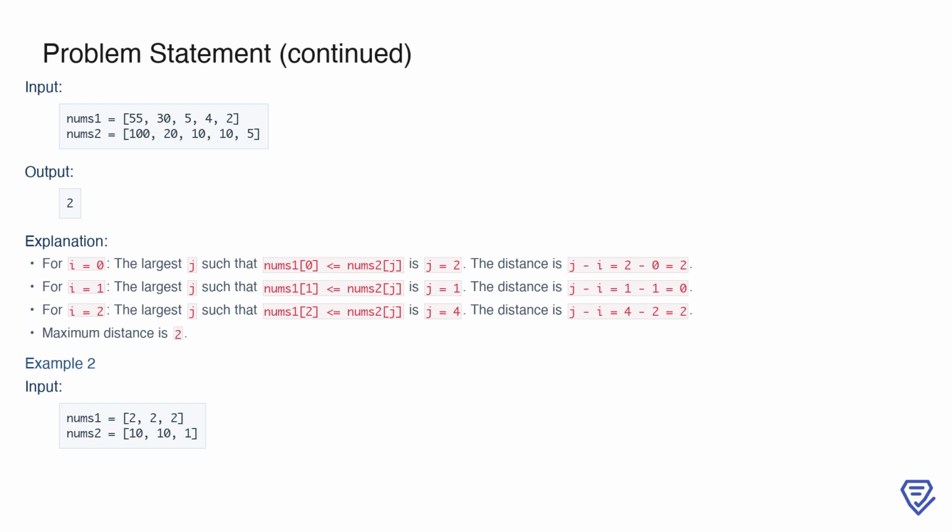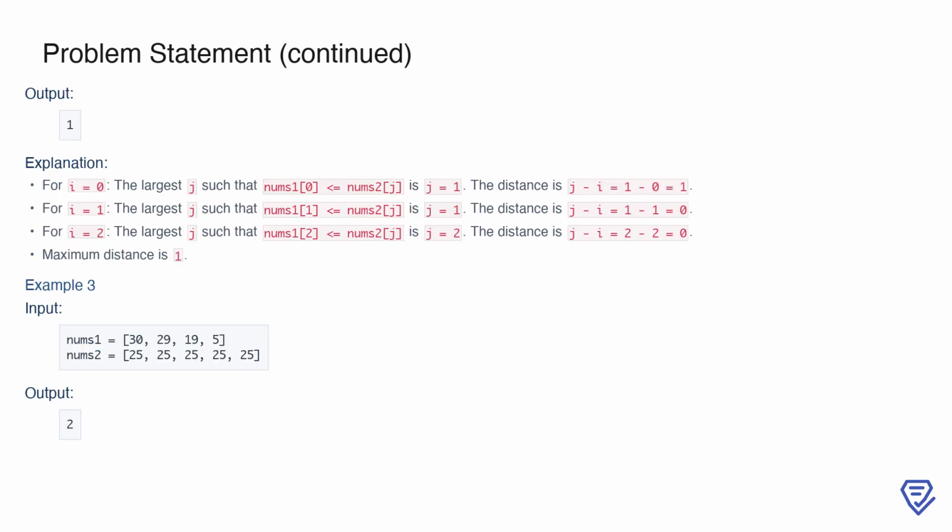Next, we'll explore another example to deepen our understanding. In the second example, nums1 is 2, 2, 2, and nums2 is 10, 10, 1. Again, we compute the maximum distance by checking each i in nums1 and finding the largest valid j in nums2.